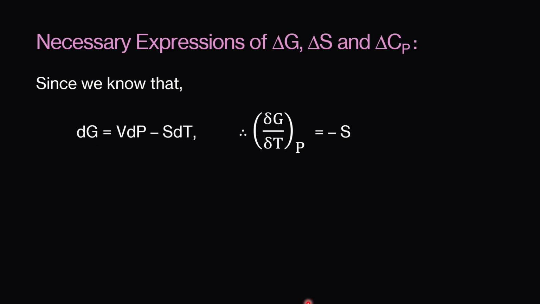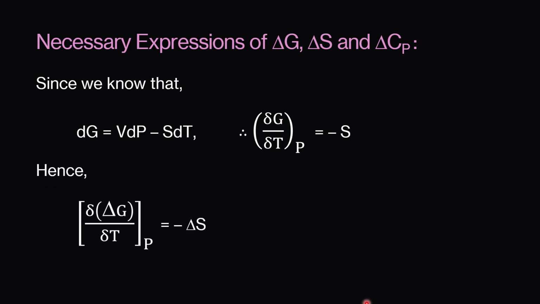Next, since we know the fundamental thermodynamic equation dG equals VdP minus SdT, from here we have already written that (del G/del T) at constant pressure must be equal to minus S. Now, if we derive this entropy expression for finite changes, in place of S we have to write delta S, and in place of G we write delta G. In that case, we get yet another relationship, which is (del of delta G/del T) at constant pressure equals minus delta S. This is the second relationship, which will also be utilized later on.